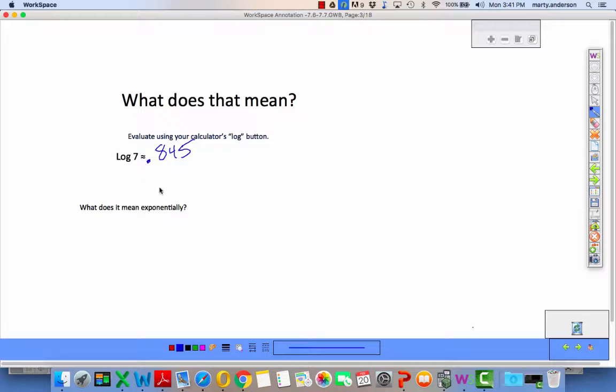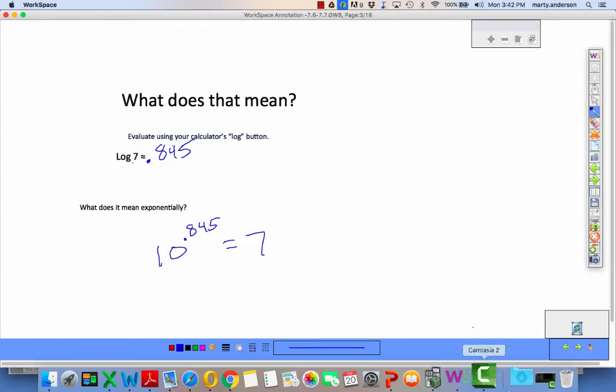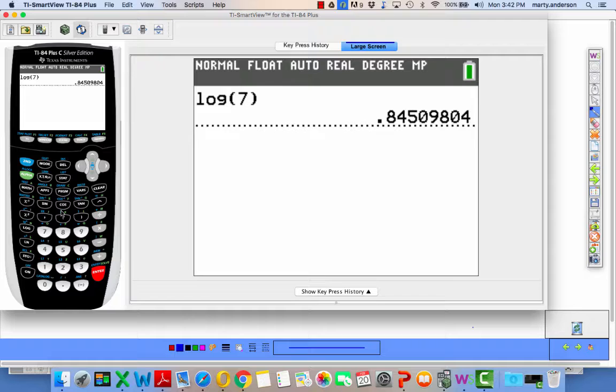It means I'm rounding. What does this mean exponentially? It means 10 to the 0.845 is equal to 7. Remember, exponential form, 10 raised to the power. That's what this means. You can check your answer. 10 raised to the 0.845, and I get something pretty darn close to 7 because I rounded.